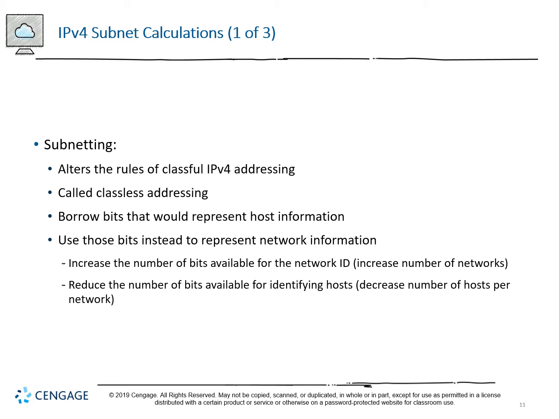Now, subnetting, as I said, alters the rules of classical IPv4 addressing. We borrow bits that would represent host information and instead use them to represent network information. So we're going to increase the number of network bits and reduce the number of host bits. The number of bits available for the network ID would increase. Let's say we just borrow one bit. A /24 CIDR block would become a /25. Now that first bit in the last octet would be used to represent part of the network.